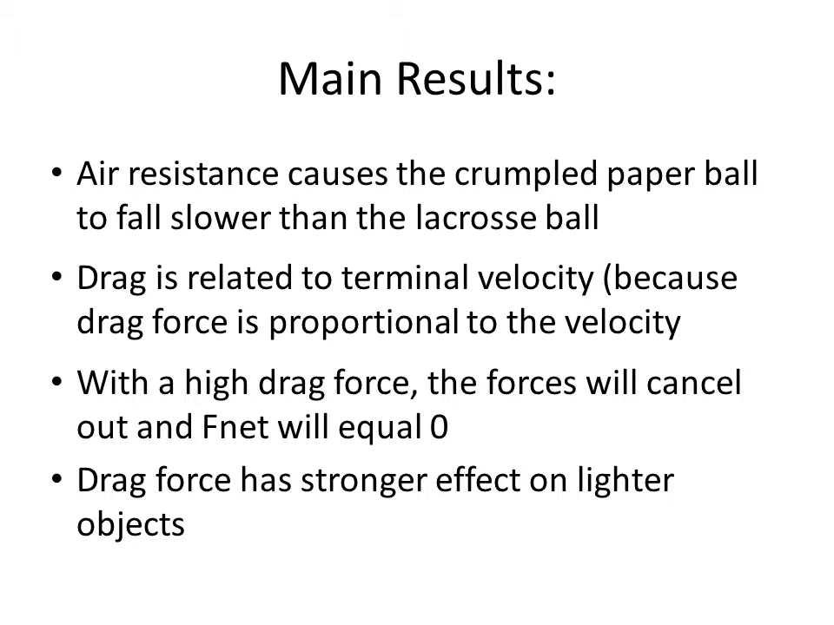The main results of this lab were that air resistance causes the crumpled paper ball to fall slower than the lacrosse ball because drag force has a stronger effect on lighter objects. Drag is related to terminal velocity because drag force is proportional to the velocity, and with a high drag, the forces will cancel out and the net force will equal 0, which means the object will fall at a constant velocity.